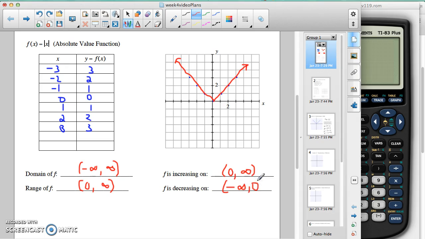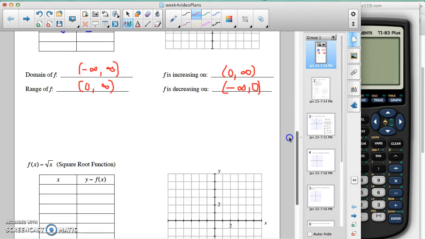It drops down at this point from here. As it travels left this way, it drops to this point, this being the minimum point of the absolute value function. So that's the absolute value function and some of the values there.